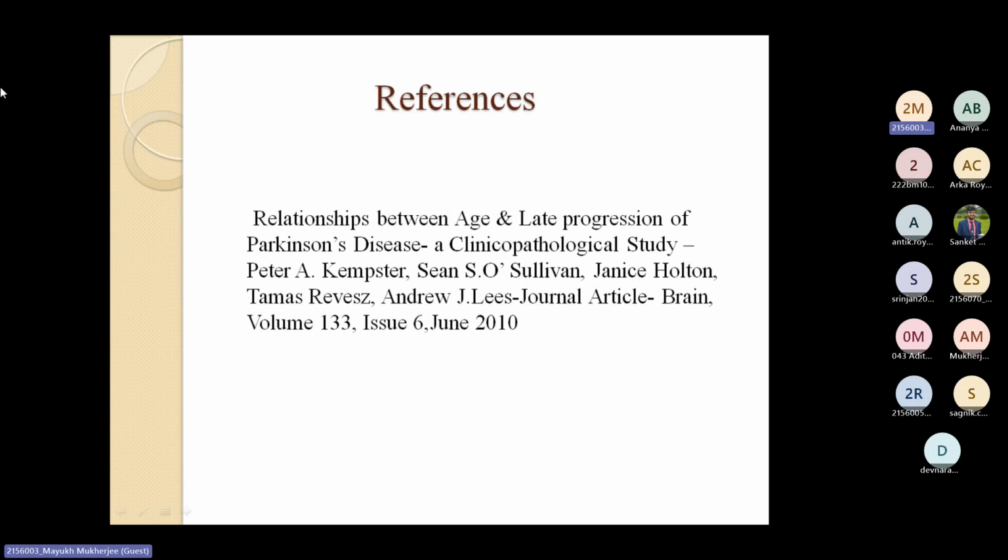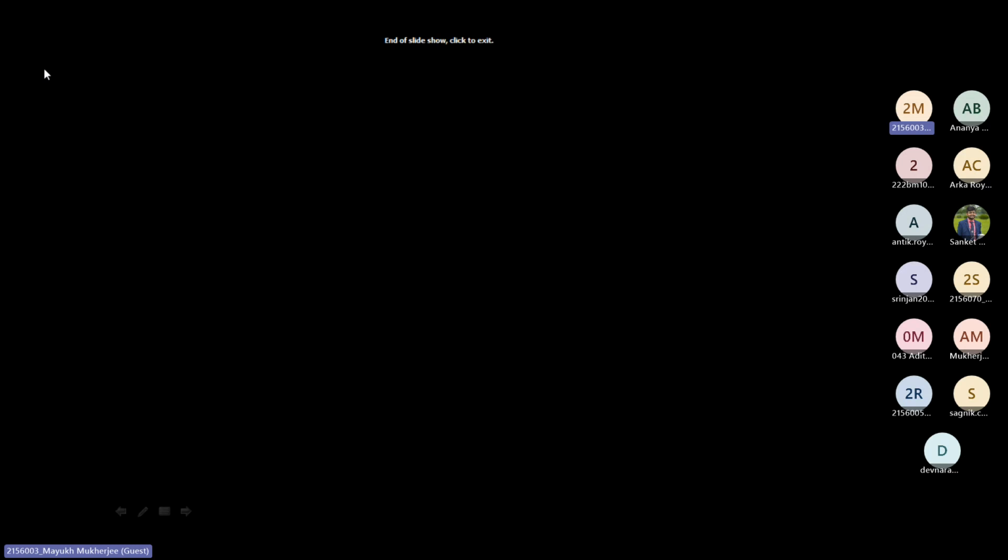And finally, these are the references. This is the reference that I had taken. This is a research journal article that was published and issued on 6 June 2010. It says relationships between age and late progression of Parkinson's disease. It was a clinico-pathological study conducted by Peter Kempster, Sean Sullivan, Janice Holton, Tamas Reeves, Andrew Lees. And with this, I want to wind up my presentation. Thank you, and now I'm finally open to questions.